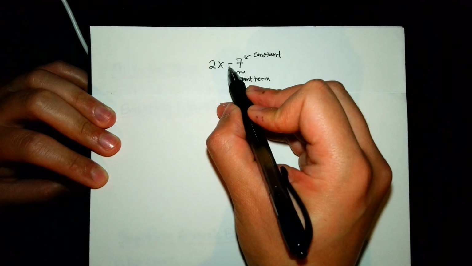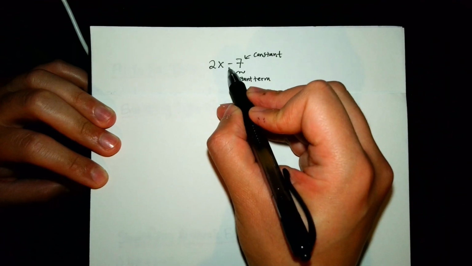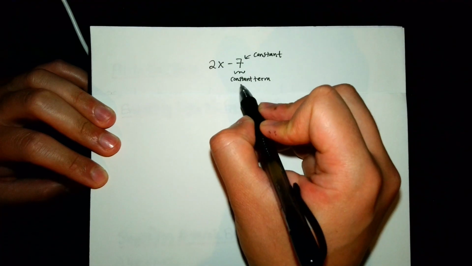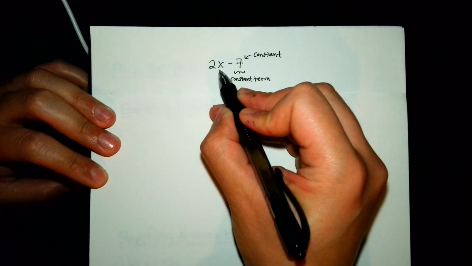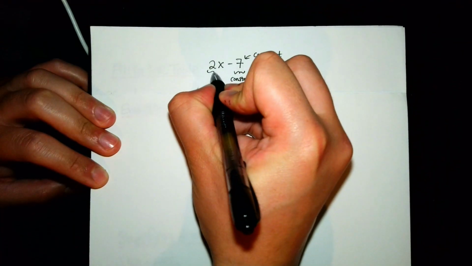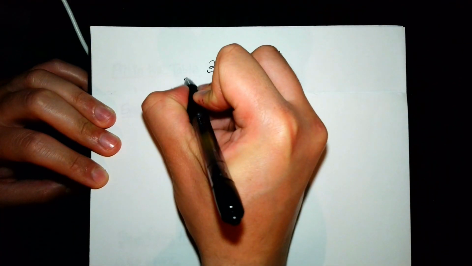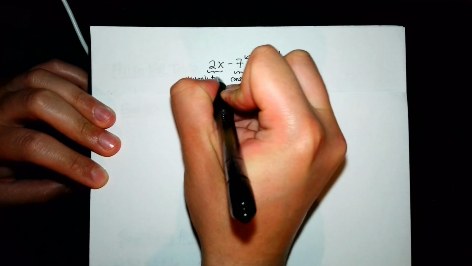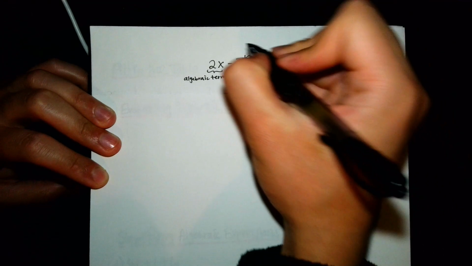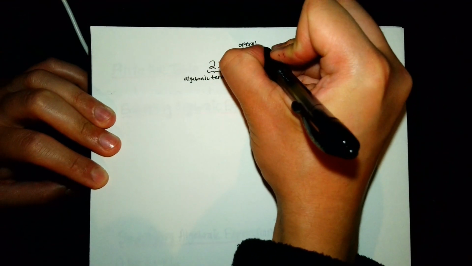The subtraction sign that you see here is called an operation symbol. And this operation symbol separates the constant term from the algebraic term. Algebraic term. Subtraction sign is the operation symbol.